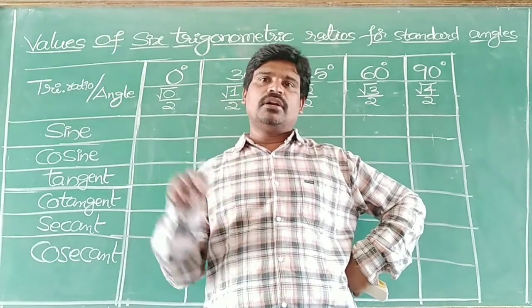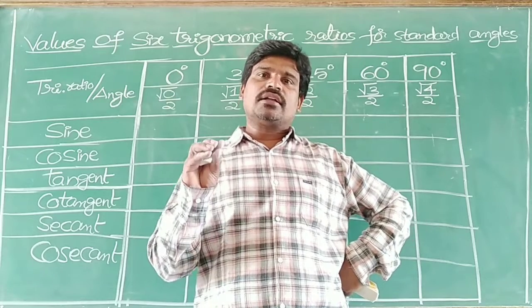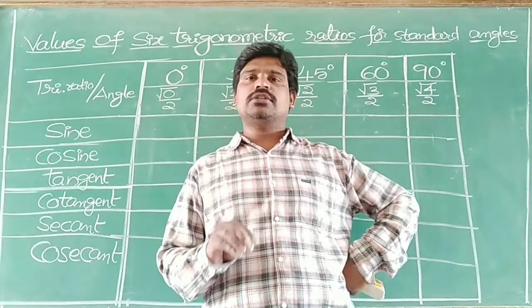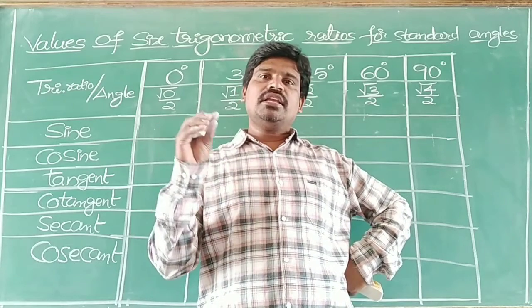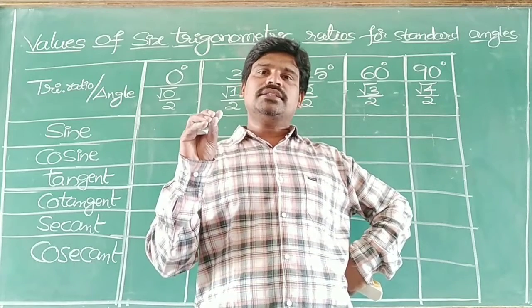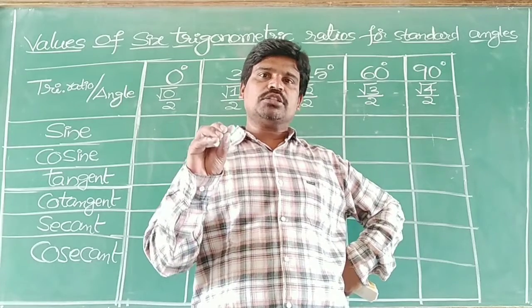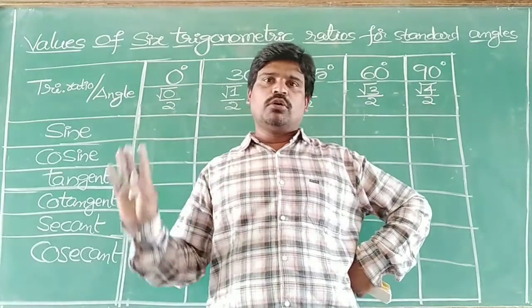There is a table, and there is a trick for this table also. This is a tricky math. It is very easy to remember these values of the six trigonometric ratios for standard angles. Let us go through it.